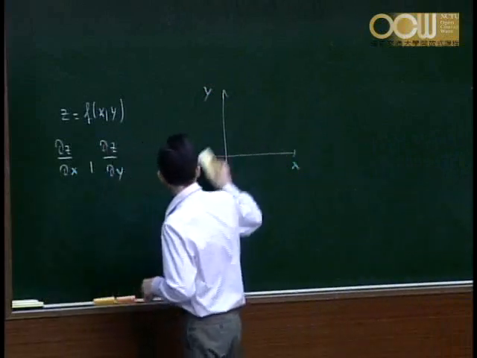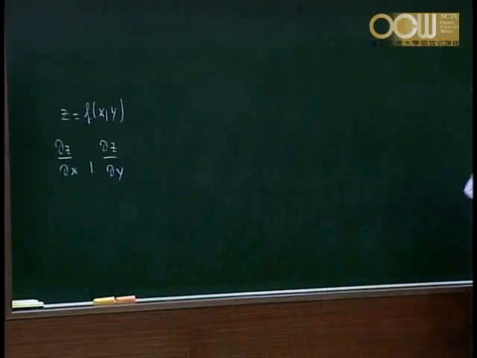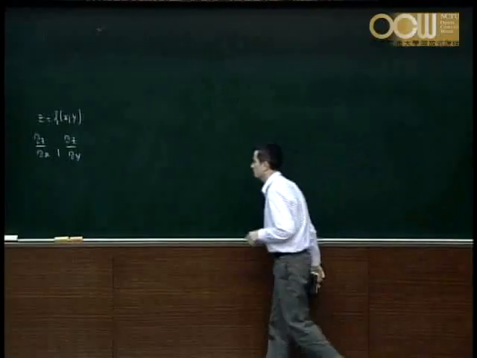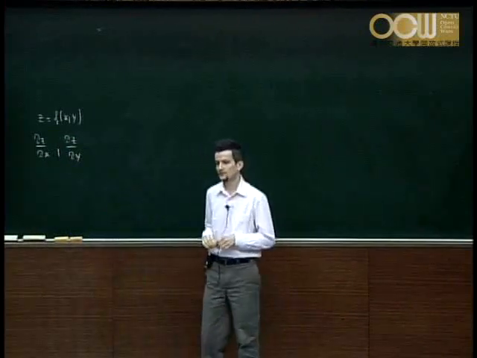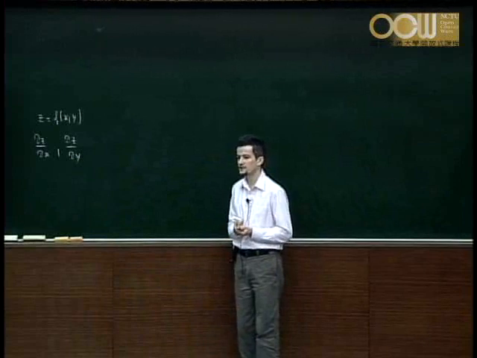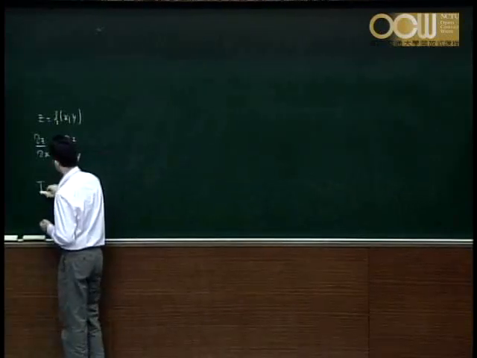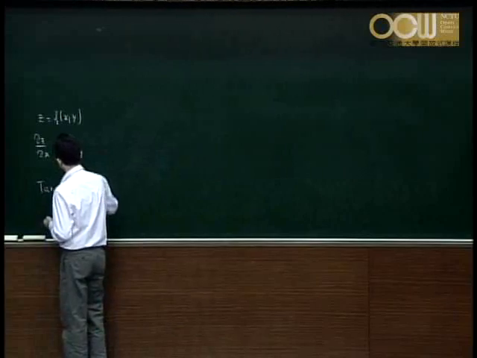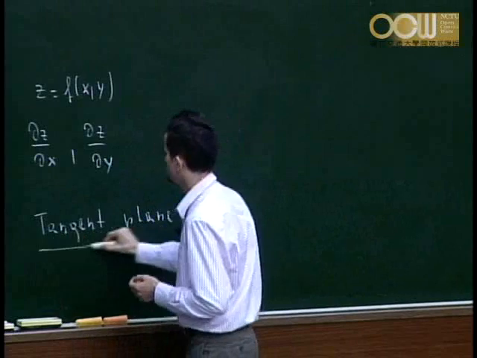Okay, so the first thing we are going to do is define the so-called tangent plane, which will be the analog of the tangent line for a function of one variable. So this will be the first step towards the definition of differentiability.